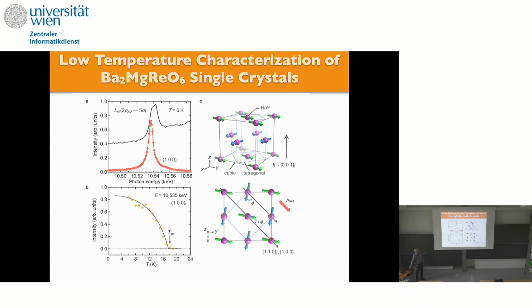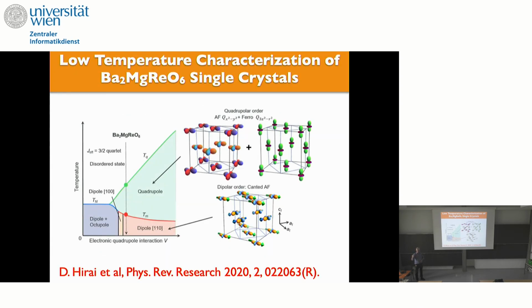And the only thing I'm going to add to this story: this is a tentative phase diagram that was proposed. It has temperature versus the strength of the quadrupole interaction parameter, and you have this rather rich phase diagram. But they are imagining that barium magnesium rhenate is coming down this line here. So first the quadrupoles order. There's a distortion of the structure, and then you get this unusual dipole ordered state at lower temperatures. So all of that is good.